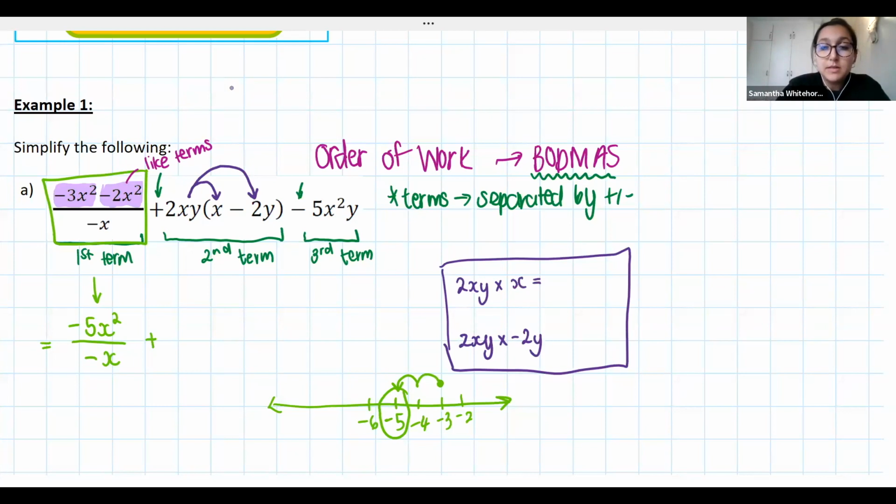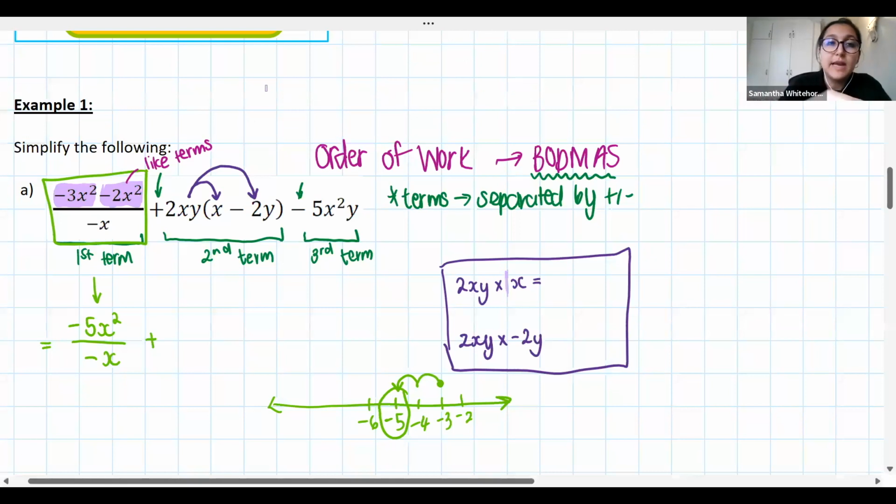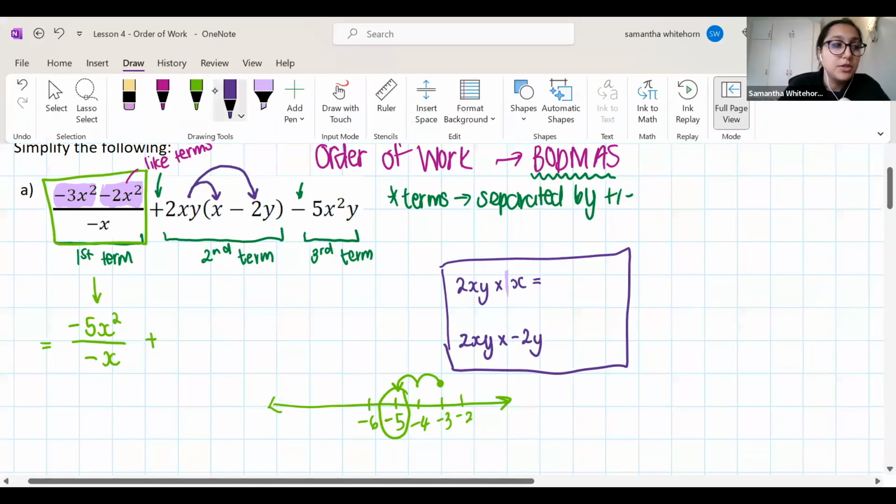If I do my multiplication, positive 2xy times positive x, a positive times a positive is a positive. Remember, you can, if you want, have that invisible 1 in front of your x. You don't have to have it, but if it helps you, you can.